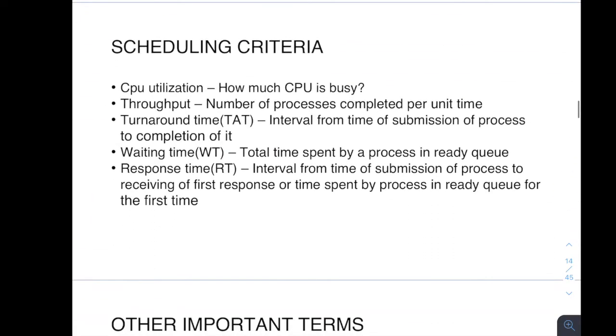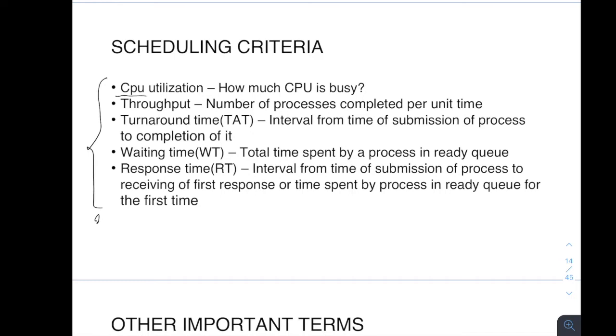Now let's look at scheduling criteria, which is very important, I will say. Scheduling criteria means what criteria you can use for scheduling. Let's say you have 5 scheduling algorithms, how do you compare them? On what basis do you compare them? How do you say that scheduling algorithm A is better than scheduling algorithm B? You can use these 5 parameters to judge scheduling algorithms.